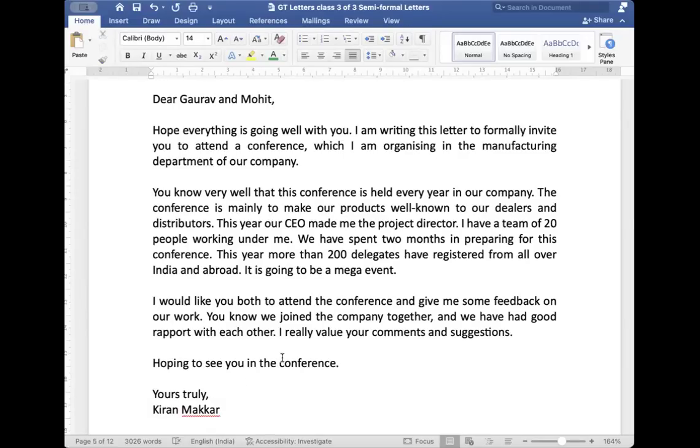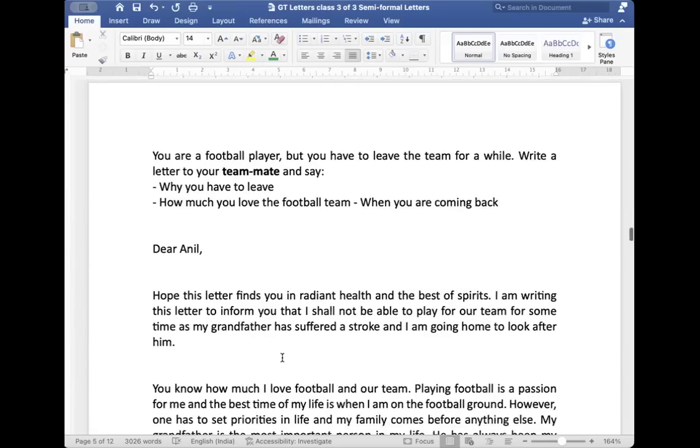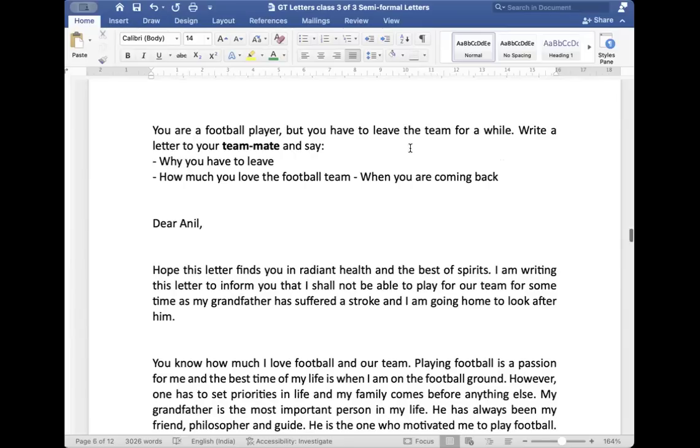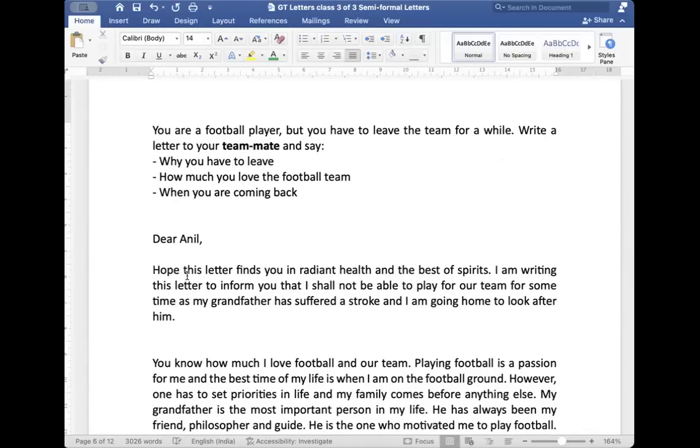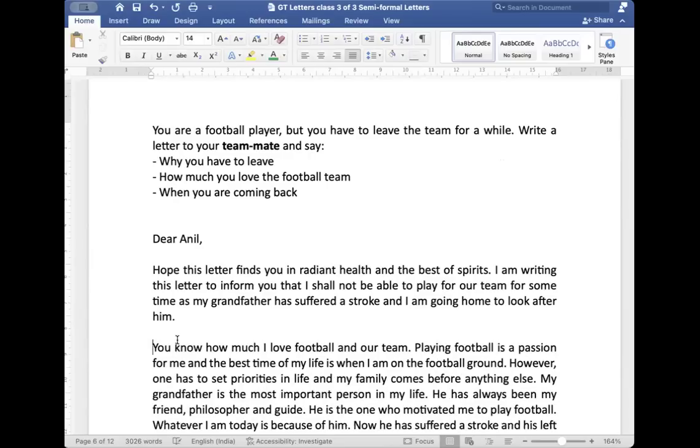All right. Next letter. You are a football player, but you have to leave the team for a while. Write a letter to your teammate and say why you have to leave, how much you love the football team, when you are coming back. Dear Anil, hope this letter finds you in radiant health and the best of spirits. I'm writing this letter to inform you that I shall not be able to play for our team for some time, as my grandfather has suffered a stroke and I'm going home to look after him.